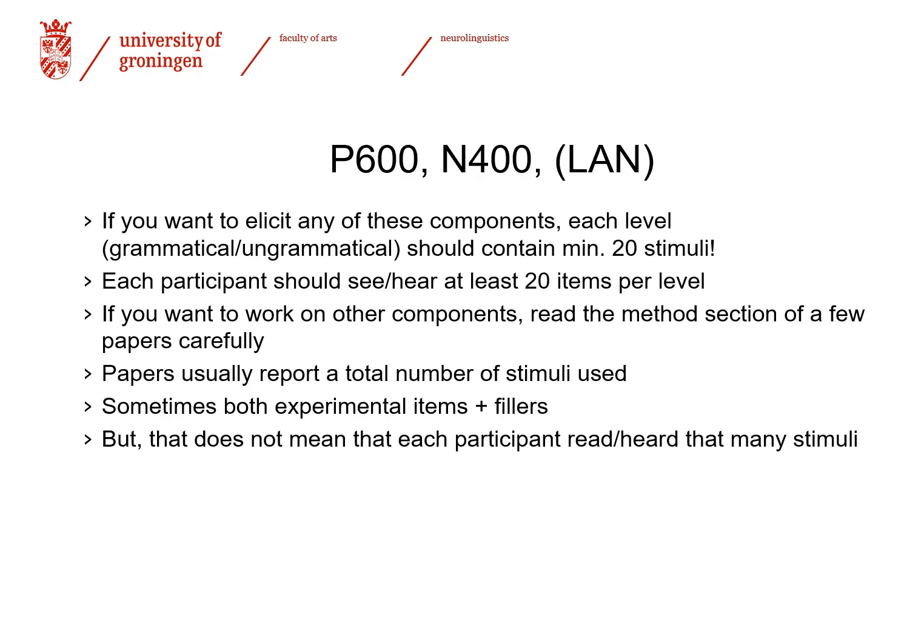If you're interested in working on other components such as the MMN, please have a look at the previous studies, several or as many as you can, and try and see what the average number of trials is. This is not always simple because people sometimes report lists, sometimes they don't. I will talk about this in a second. So sometimes it may be difficult to actually elucidate the number of experimental items that they used.